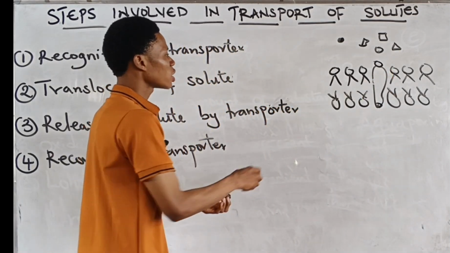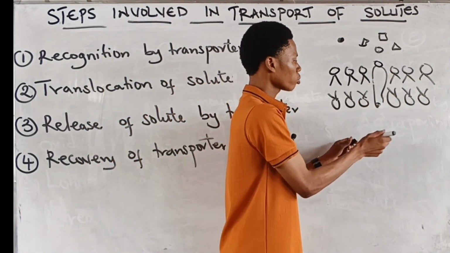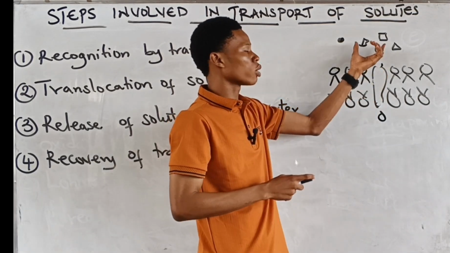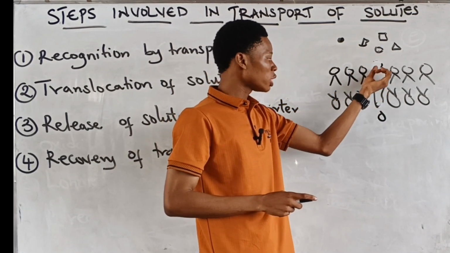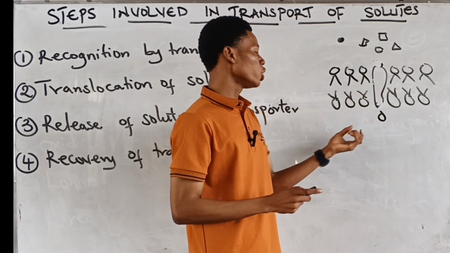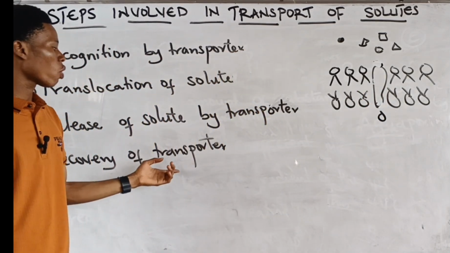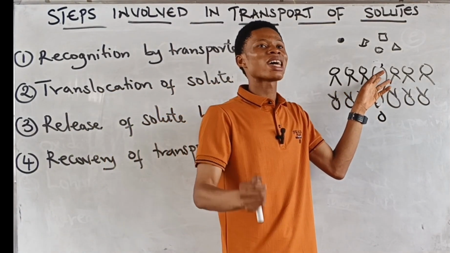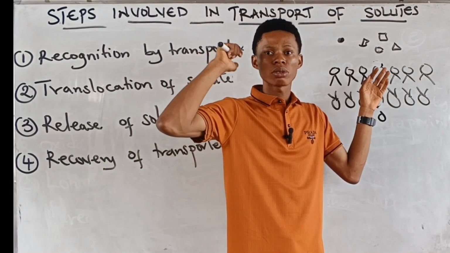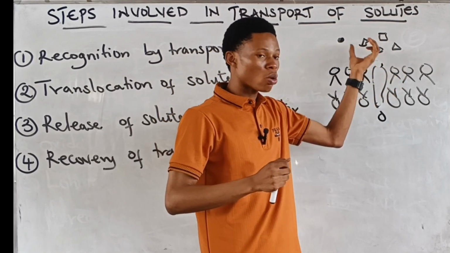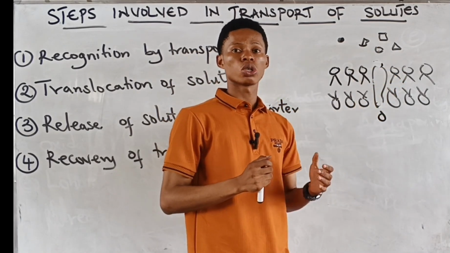Now, after it is released, note that there are still other molecules here. And for this one to pass, the conformation changed. After it is released, the last step is the recovery of the transporter. The conformation of this transporter will now return to its original shape, the way it was before, so that other ones can bind and the transportation continues.